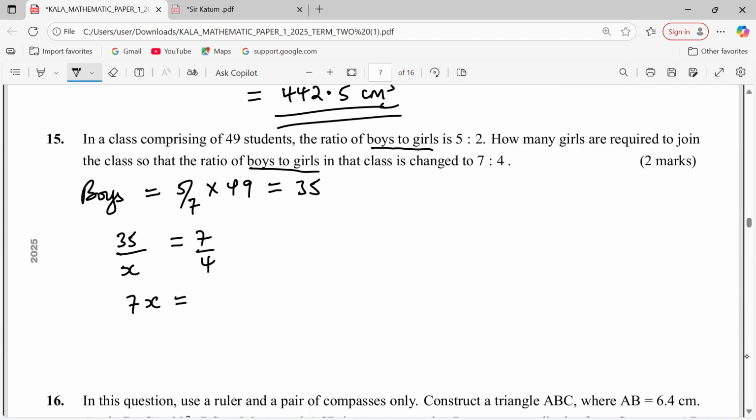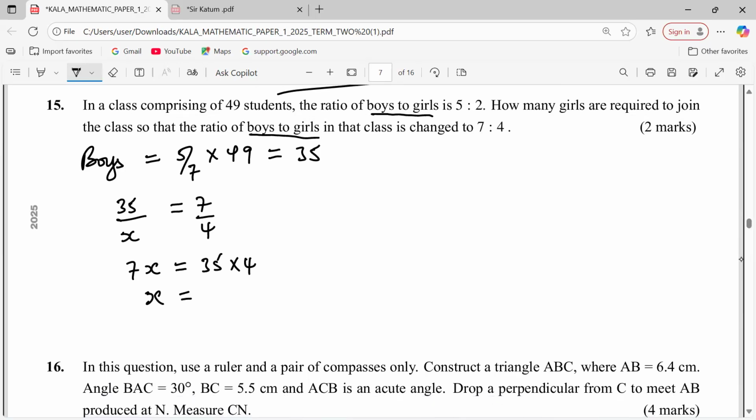7x equals 35 times 4. What about x? The unknown number that will give us the ratio that we need is going to be 35 times 4, divided by 7, which is 20. Checking that, yes, 20. So the new number of girls should be 20.